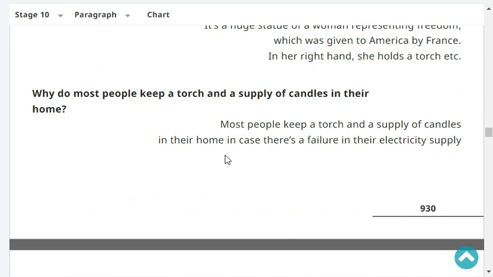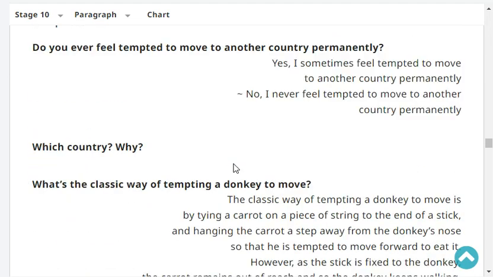Why do most people keep a torch and a supply of candles in their home? Most people keep a torch and a supply of candles in their home in case there's a failure in their electricity supply. Very good.